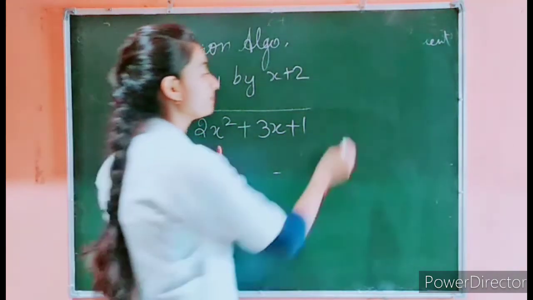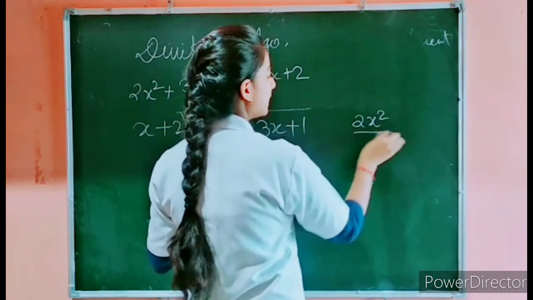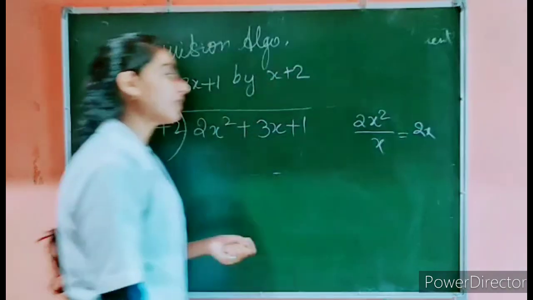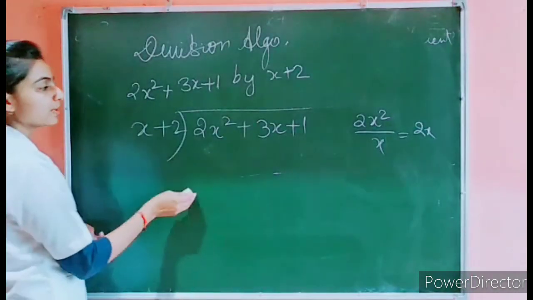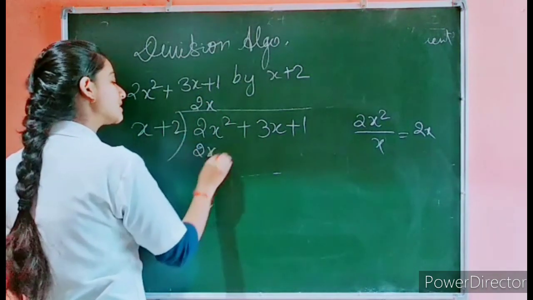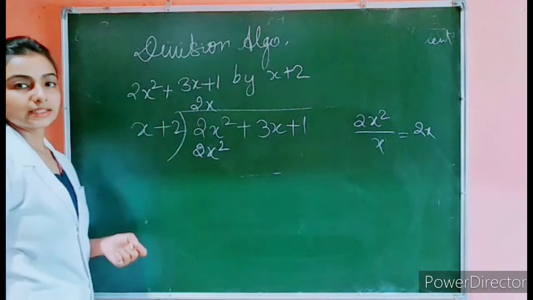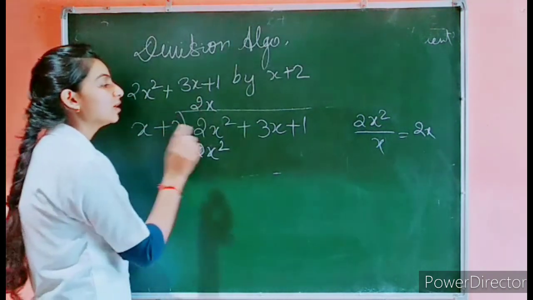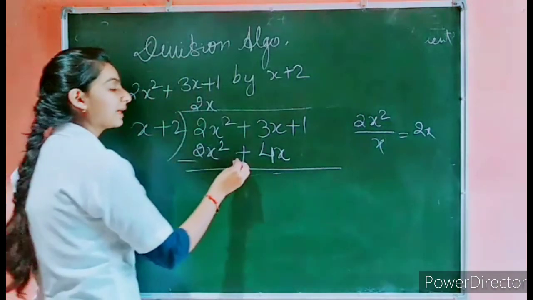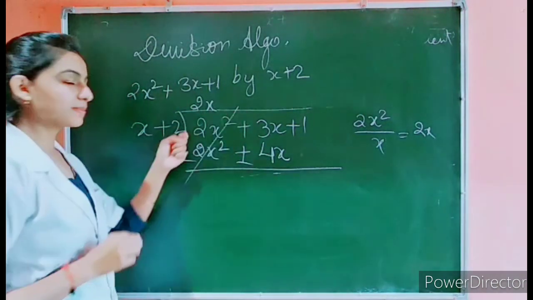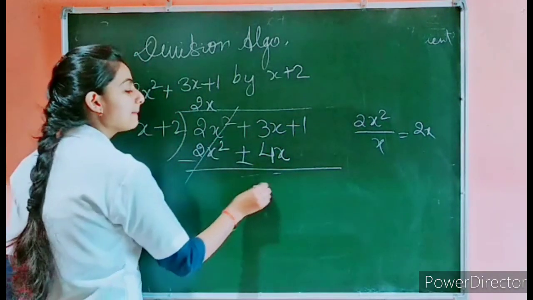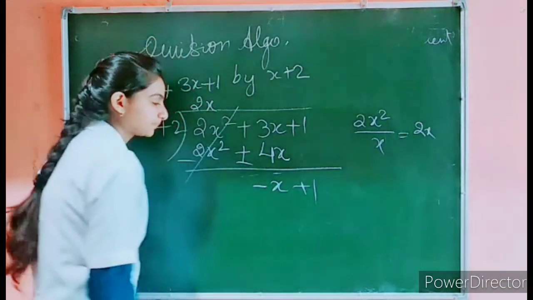Now here is 2x square and here is x. So 2x. When we multiply x into 2x, we get 2x square. So 2x into x, we get 2x square. Now 2x will be multiplied with 2, that is plus 4x. Now subtracting this, plus minus will be cancelled. Now 3x minus 4x, we get minus x plus 1.